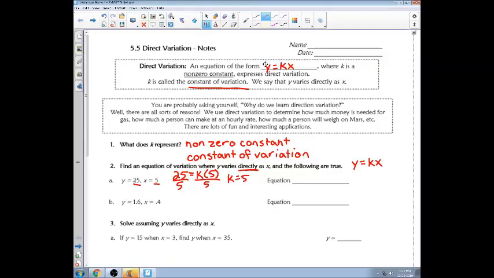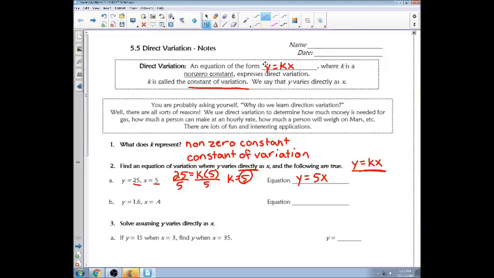Now the equation that tells me that y varies directly as x is still this equation here. I'm just going to take my k value and plug it in for k. So this would be y equals 5x. And now we could use that same equation to solve other problems that are similar to that problem there.